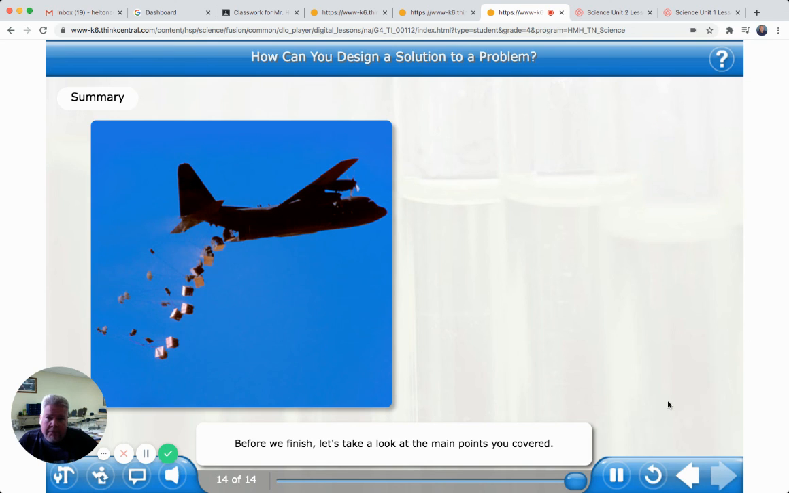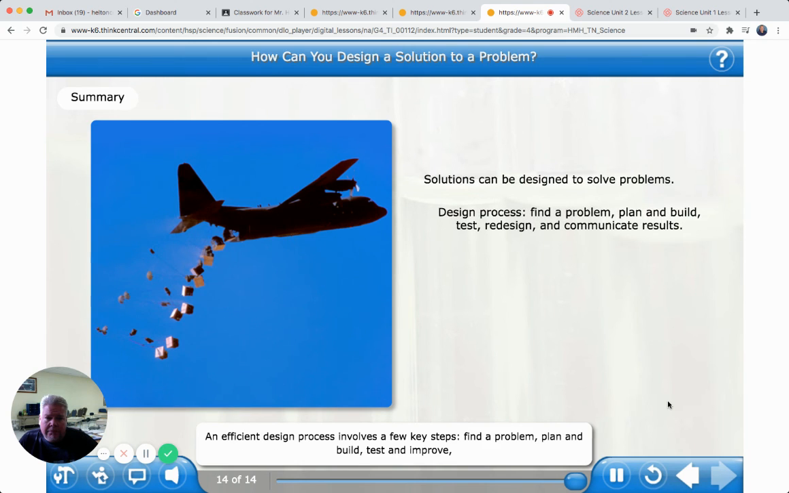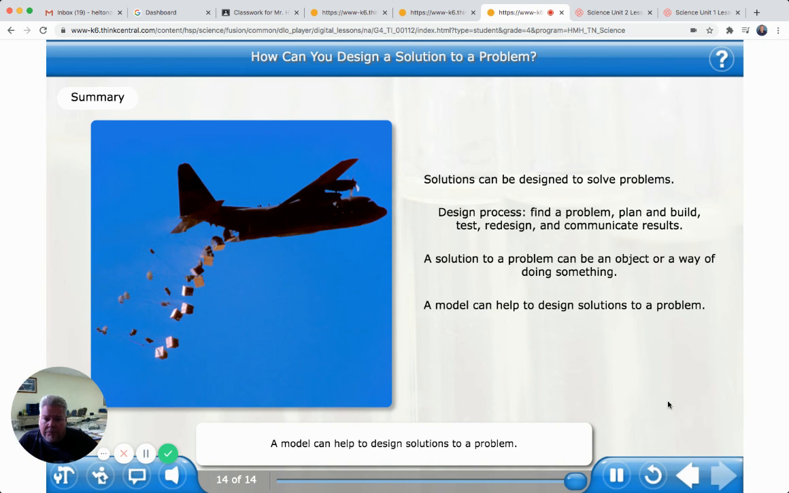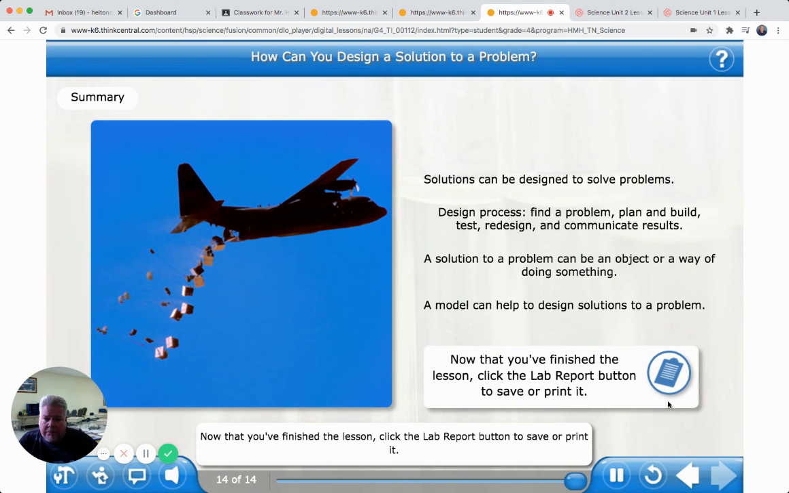Before we finish, let's take a look at the main points you covered. You've learned that solutions can be designed to solve problems. An efficient design process involves a few key steps. Find a problem, plan and build, test and improve, redesign the solution if needed, and communicate the results. A solution to a problem can be an object or a way of doing something. A model can help to design solutions to a problem. Now that you've finished the lesson, click the lab report button to save or print.